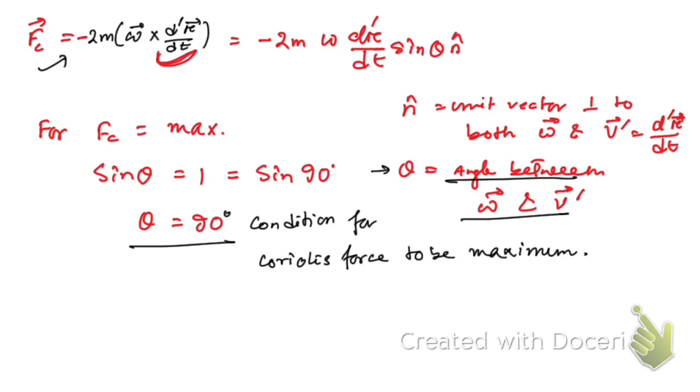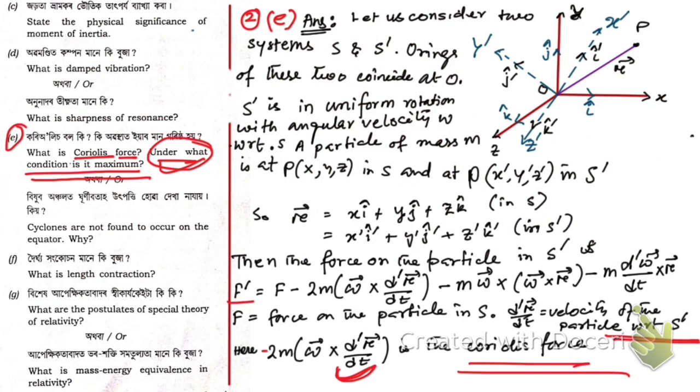Here one more thing, let me go back to the previous slide. Here you see we have another question. Either we need to solve this one or this one. Cyclones are not found to occur on the equator. Why? We need to give the reason. So let me explain. Let me clean these things first.